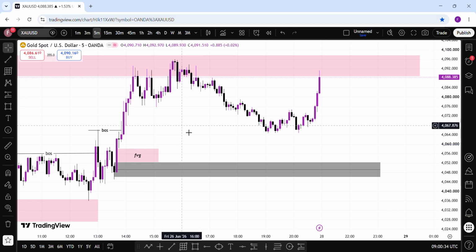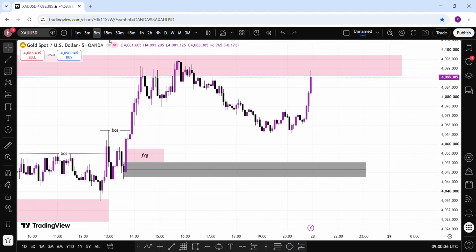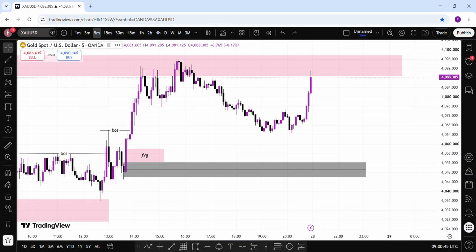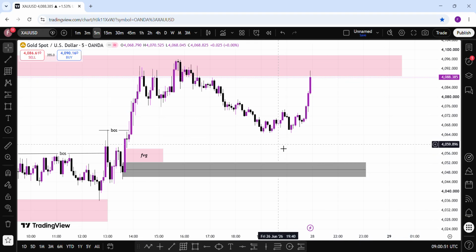Because the structure wasn't really clear from 15 minutes, you can see that from 15 minutes we have this. We don't really know what's happening. So I had to go down to 5 minutes. And the reason why I went down to 5 minutes, and I'm probably going to consider this level, is because price action on gold taps into recent structures.